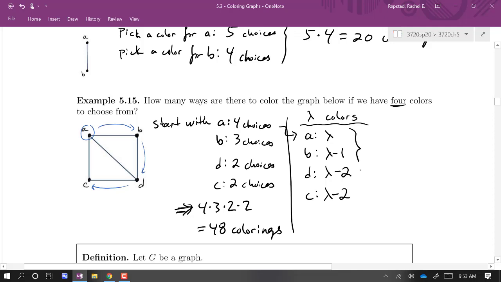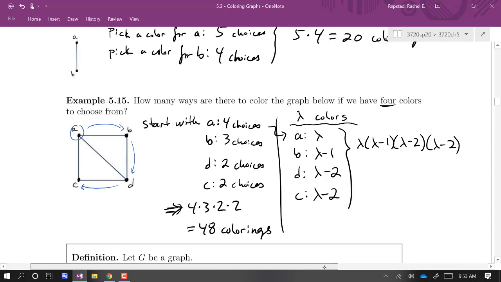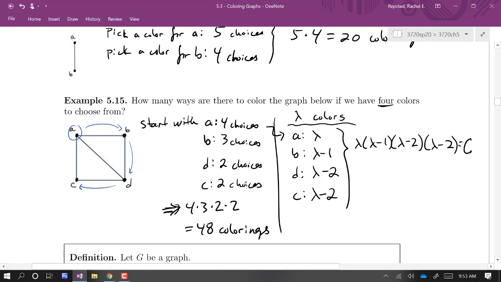And if I use the multiplication counting principle on this, I get an expression. Now, it's not just going to be a number, but it'll be an expression. Lambda times lambda minus 1, lambda minus 2, lambda minus 2. And this is what we call a chromatic polynomial. So we label it as C sub g for the graph of lambda. It's a function of lambda. If I know how many colors I have to choose from, if I know what lambda is, I plug it in, it tells me how many ways I could color it with that number of colors. For example, if lambda is equal to 4 and I plug it in, I will get 48.